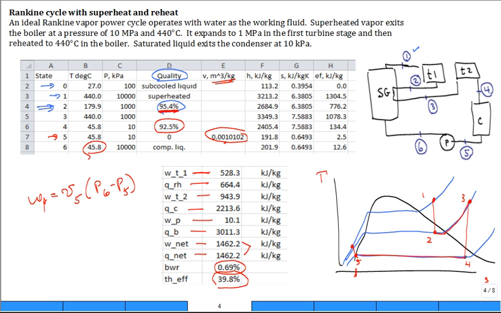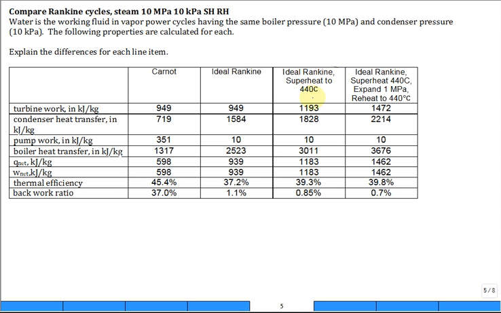Okay. So if we come over here and compare what were the numbers that we had last time we talked compared to this. So here is a comparison of the ideal Rankine with superheat out to 440 in just one turbine stage versus having 440 in the superheat, then you expand it to 1 megapascal, then reheat to 440, so you have 2 turbine stages, the one we just calculated. And you see that there's a small improvement in the overall thermal efficiency. So probably 2, maybe 3 turbine stages are good.